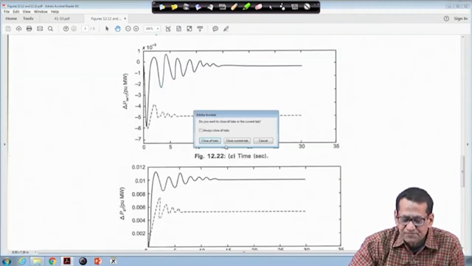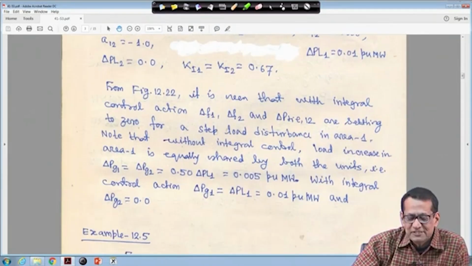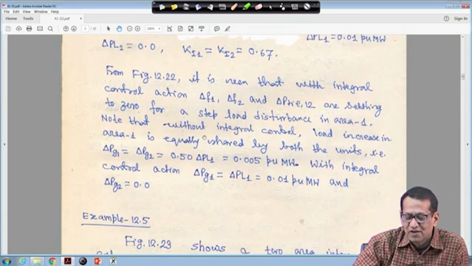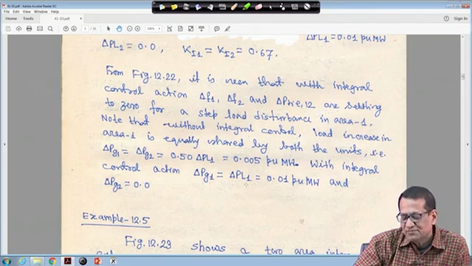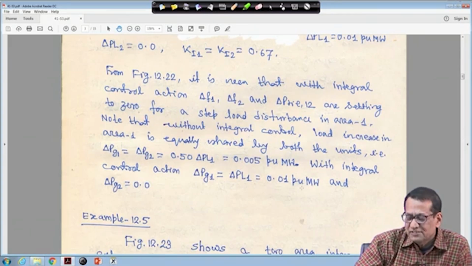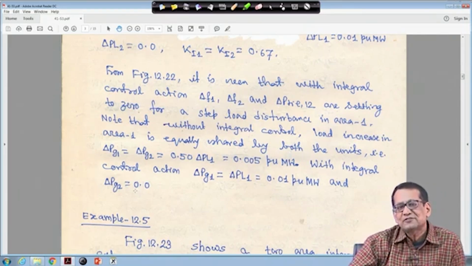That is why, in this figure 2 that I showed, it is seen that with the integral control action, delta F1, delta F2 and delta P tie 12 settle to 0 for a step load disturbance in area 1. Note that without integral control, the load increase in area 1 is equally shared by both the units, that is, delta Pg1 is equal to delta Pg2 is equal to 0.5 PL1, half of PL1, so 0.005 per unit megawatt. With integral control action, delta Pg1 is equal to PL1, which is 0.01 per unit megawatt, and delta Pg2 is equal to 0, right. So that is why we have to use some controller.